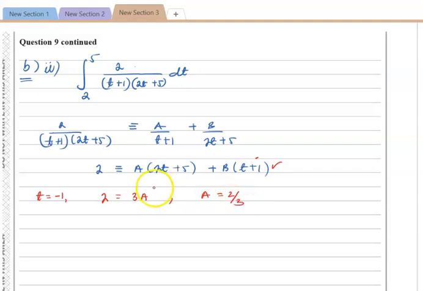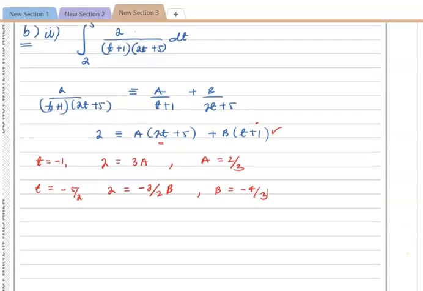The next one, I want to make this one 0, so I'll put in t as equal to negative 5 over 2. So I have 2 is equal to negative 5 over 2, this goes to 0, plus B, if you put 5 over 2 over here, you're going to have minus 3 over 2 B. Now, what do you do over here? I multiply by 2 and then divide by 3. So you see that B is going to be minus 4 over 3.